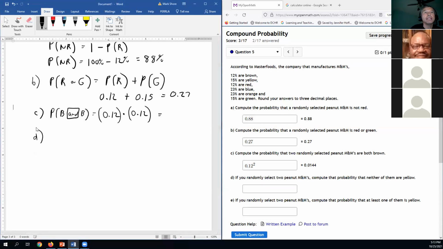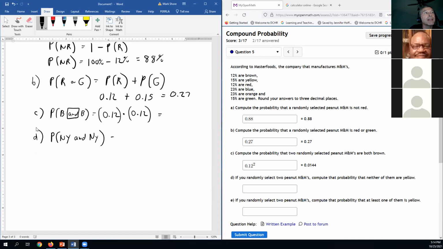So let's go to D. And D says if you randomly select 2 peanut M&Ms, compute the probability that neither of them are yellow. So we want the probability of not yellow and not yellow. So that NY here stands for not yellow.